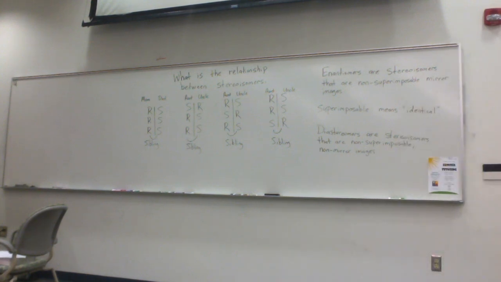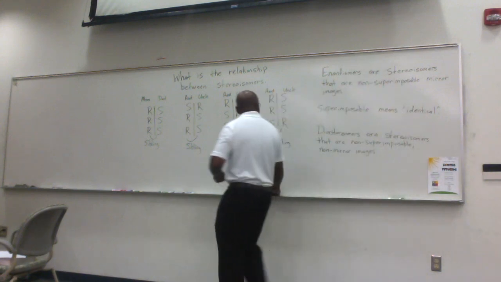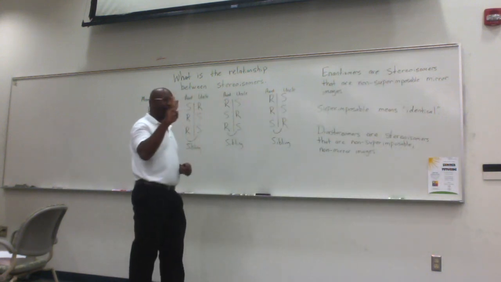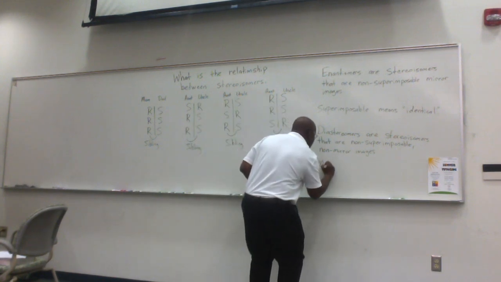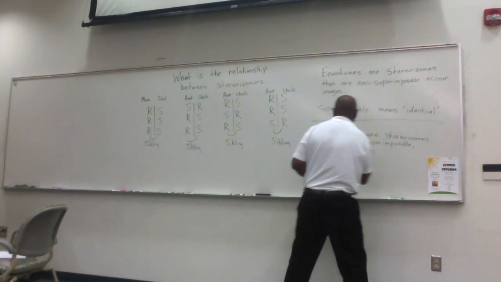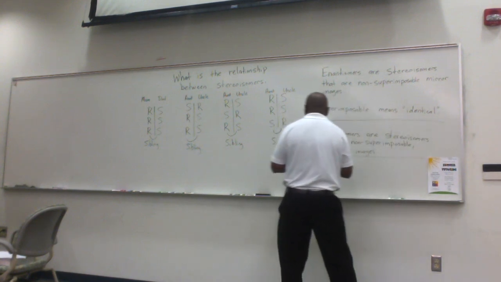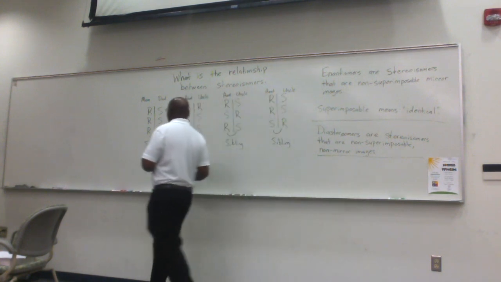Also, what we're going to do is show you how to draw a molecule, and draw the enantiomer and the diastereomer of that particular molecule. Before I finish, there's a third relationship, and that will be meso. I can redraw meso, make it bigger, higher up.